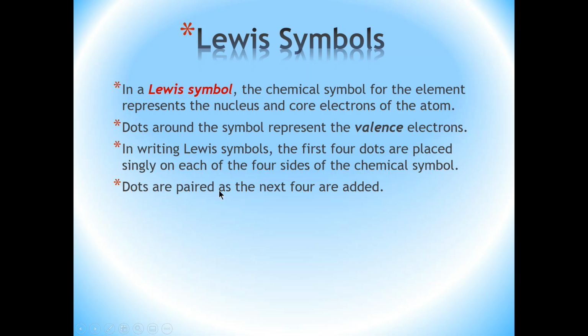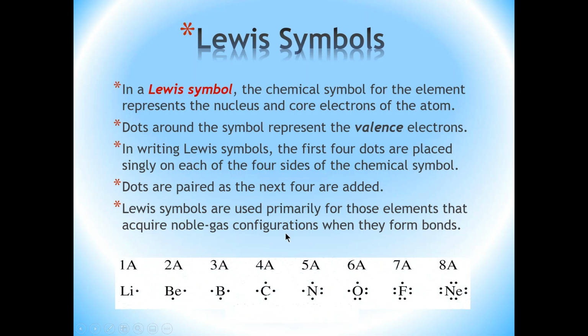Then it says dots are paired as the next four are added. Again, that is not always the case. I've seen in textbooks where they don't really concern themselves with pairing the dots. You can stick to this if you want to, but it's not absolutely necessary. And then it says the Lewis symbols are used primarily for those elements that acquire the noble gas configurations when they form bonds, as we said before.